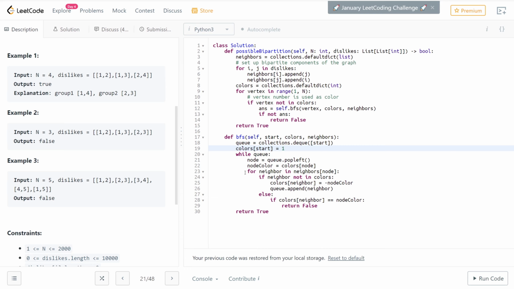And so we start with vertex 1, and the neighbors are 2 and 3. If we're looking at example 1 here, if 2 is not in colors, we color it as -1, and then we append it to the queue. And the same with 3. If 3 is not in the color map, then we color it with the negative color and we add it to the queue. And then if our neighbor is the same color as our starting vertex, then we violate the bipartite set principle.